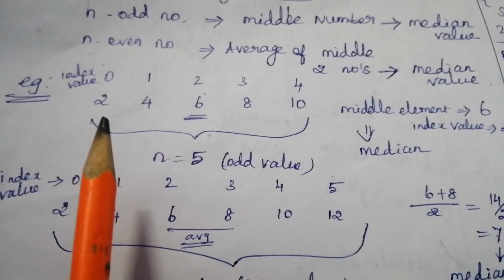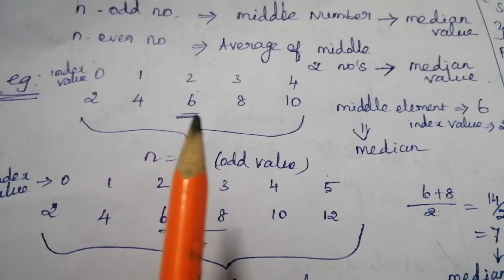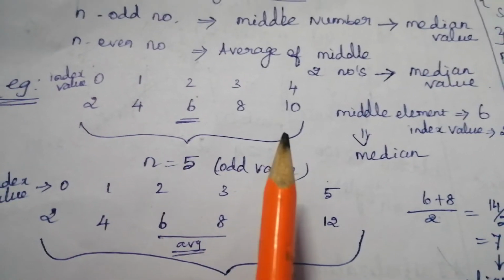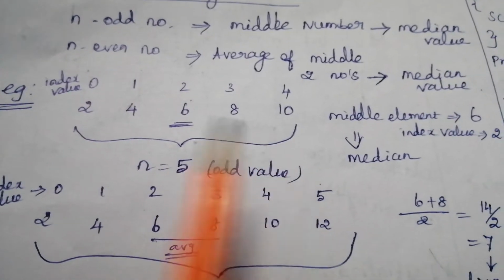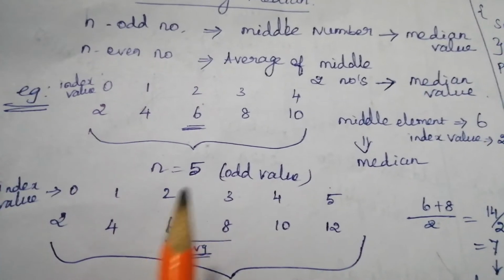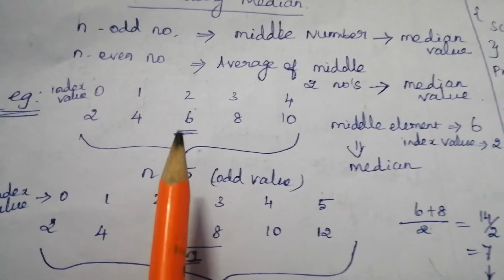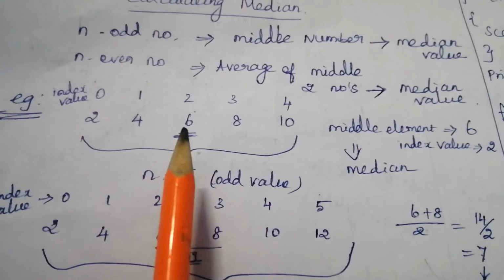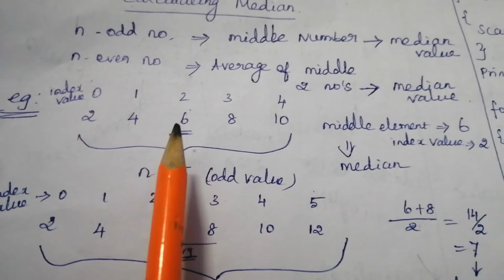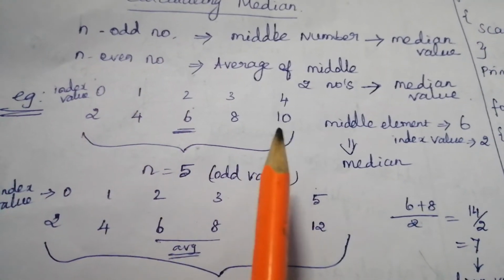Consider this example I have given: 2, 4, 6, 8, 10. These are all the elements, these are all the numbers. The total count is 5. It is an odd value, so we have to take the middle number as the median value. Here the middle element will be 6. So 6 is the median result for these numbers.